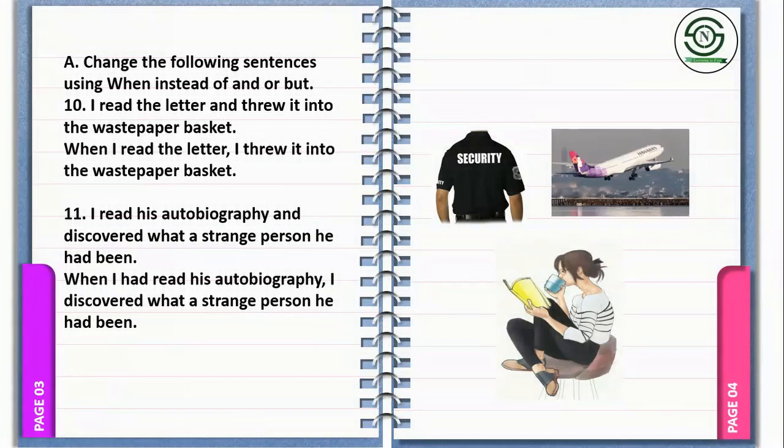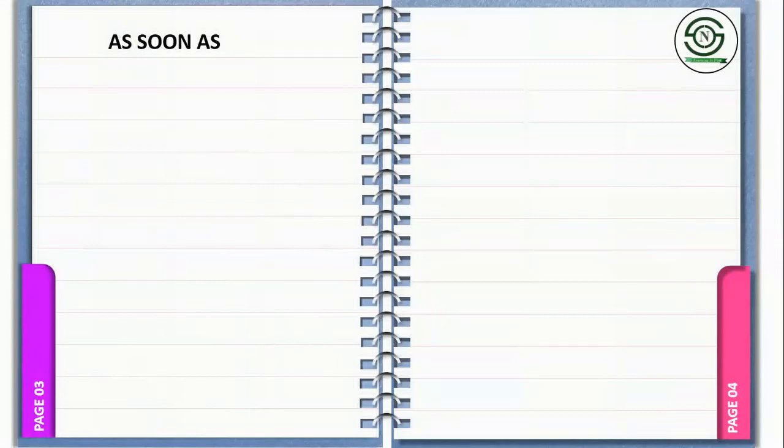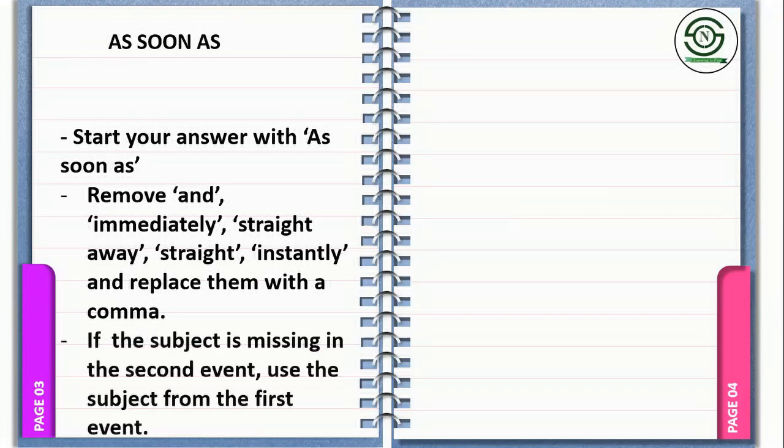Now let's see another topic, that is as soon as. So as soon as rules are also very similar to the rules that we studied under when. You need to start your answer with as soon as, but here you remove other expressions also, like immediately, straight away, instantly. यिनीहरूलाई हटाउनुहोस् अनि यिनीहरूको ठाउँमा एउटा कमा राख्नुहोस्, replace them with a comma. And like, as we said earlier, if the subject is missing in the second event, you can bring the subject from the first past event.